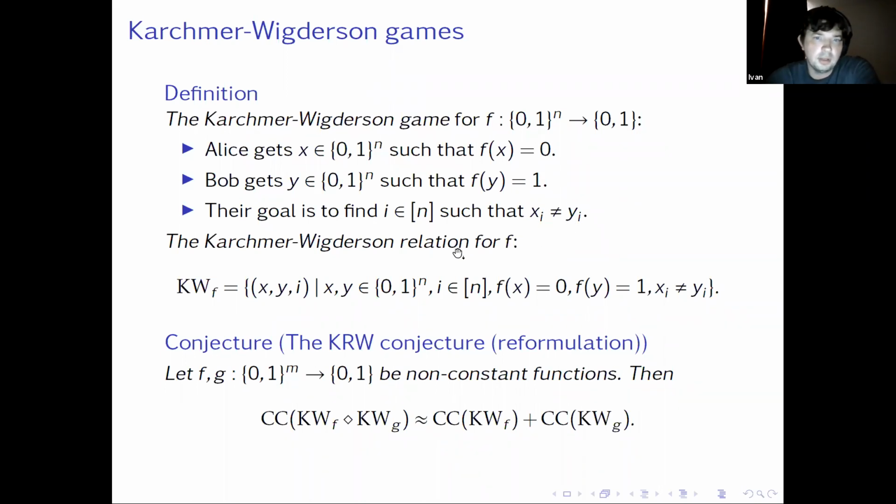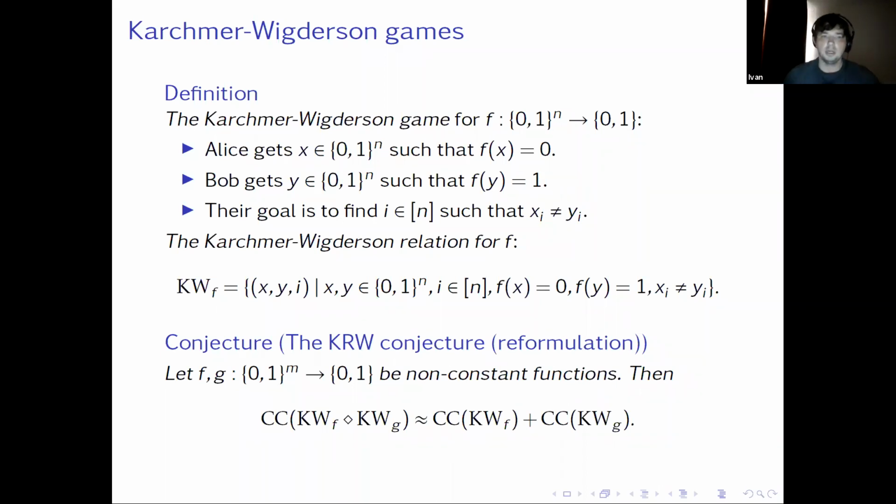So this communication problem for the function f, called the Karchmer-Wigderson relation for f, or Karchmer-Wigderson game for f, is exactly this, right? Players are given inputs, and they need to find an index using as few bits of communication as possible.